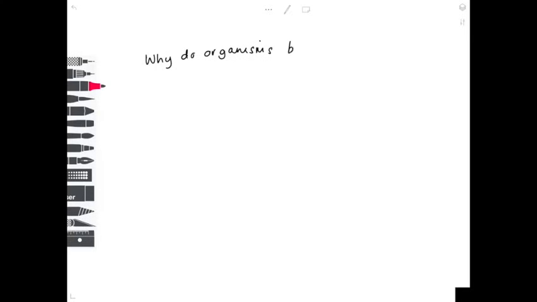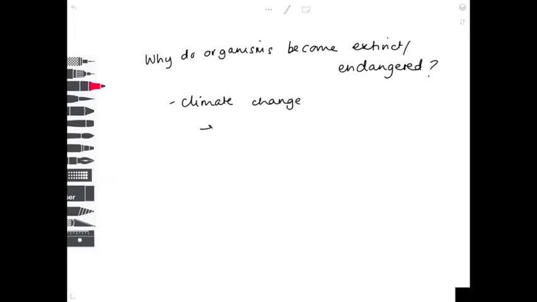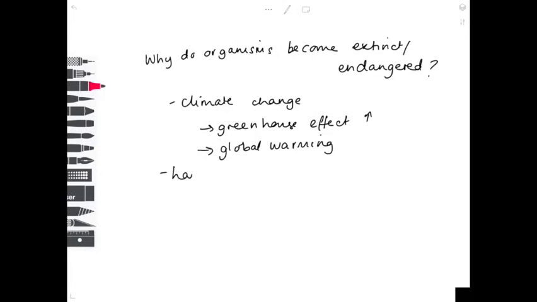Why do organisms become extinct, which means the permanent loss of a particular species, or at least become endangered, which is when there's a huge loss in numbers of a particular species? Well, that's due to all sorts of things. So one thing that's very hot at the moment in the news is climate change. So when we talk about the greenhouse effect being enhanced, and we talk about global warming and the melting of polar ice caps, remember that causes loss of habitat for polar bears, etc., leading to their possible extinction if they've got nowhere to live.